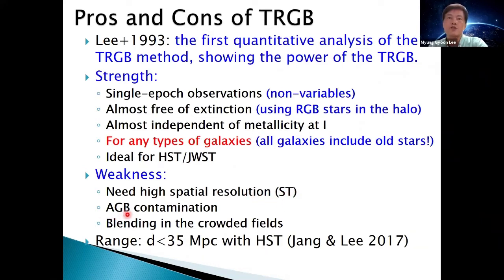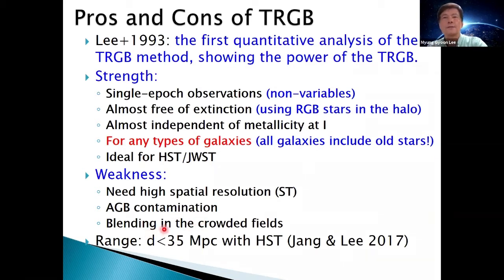And also AGB contamination. The brightest part of the RGB is composed of not only old RGB stars, but also a little bit more evolved stars, which are called AGB, asymptotic giant branch stars. But the fraction of AGB is much smaller than the density of RGB stars, so we can distinguish between AGB and RGB. But sometimes it's difficult.